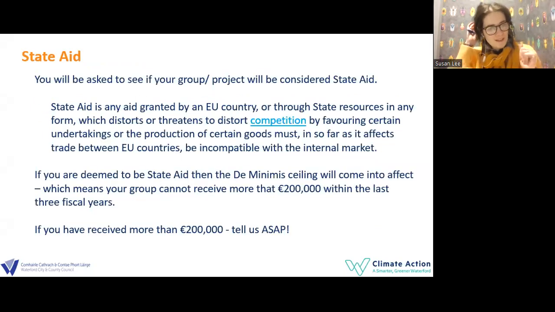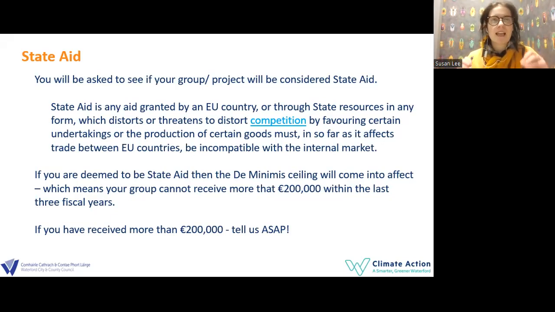Now, I just want to cover the very fun topic of state aid for a minute, because it might impact how much money people apply for, or even whether they want to continue through to application. We talked about it last week, but I'm just going to go over a few bits now. The state aid rules are there basically to make sure that trade isn't affected at an EU common market level with public money.